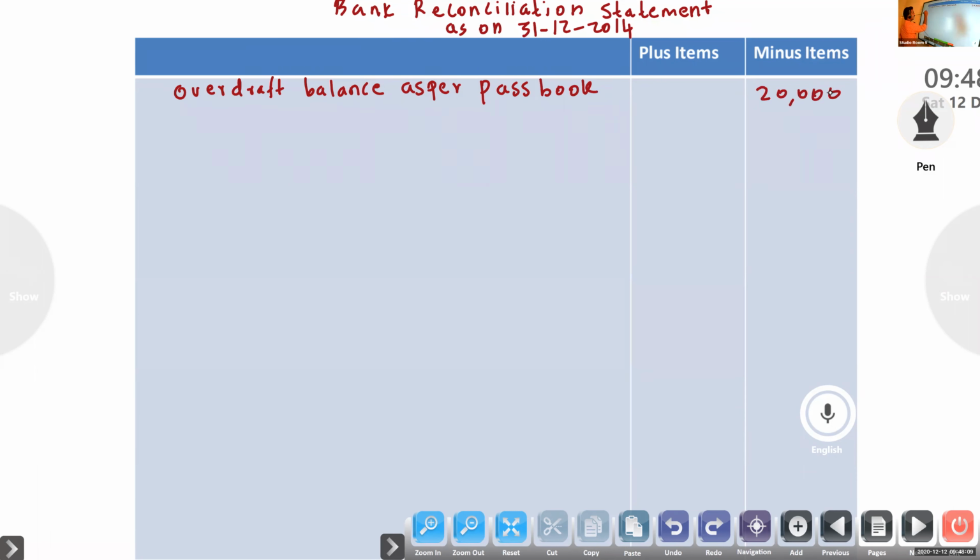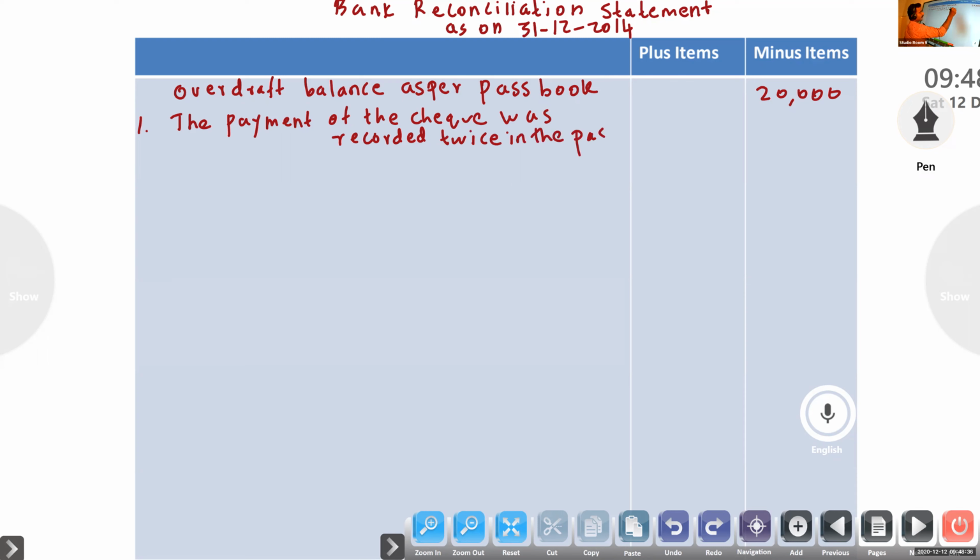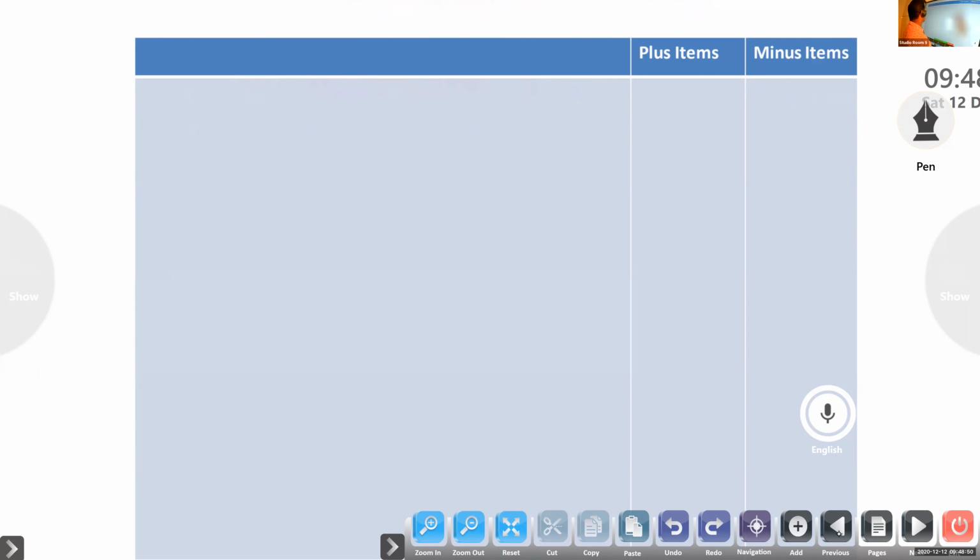Then, first course, the payment of the check was recorded twice in the passbook.